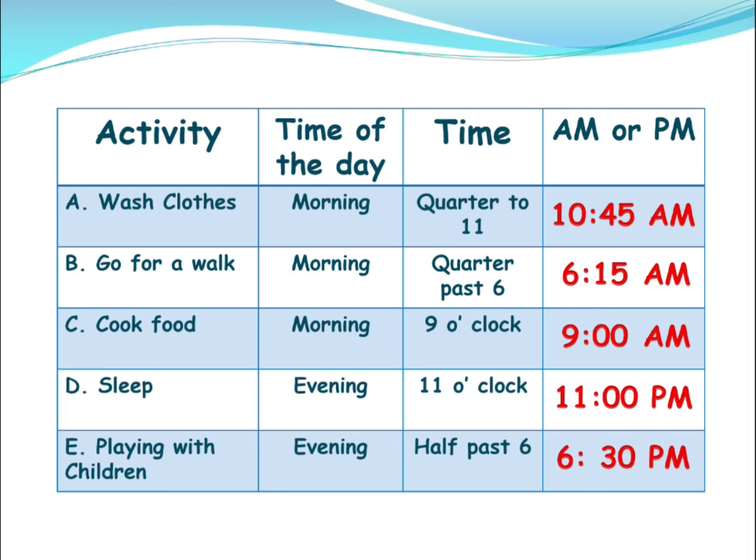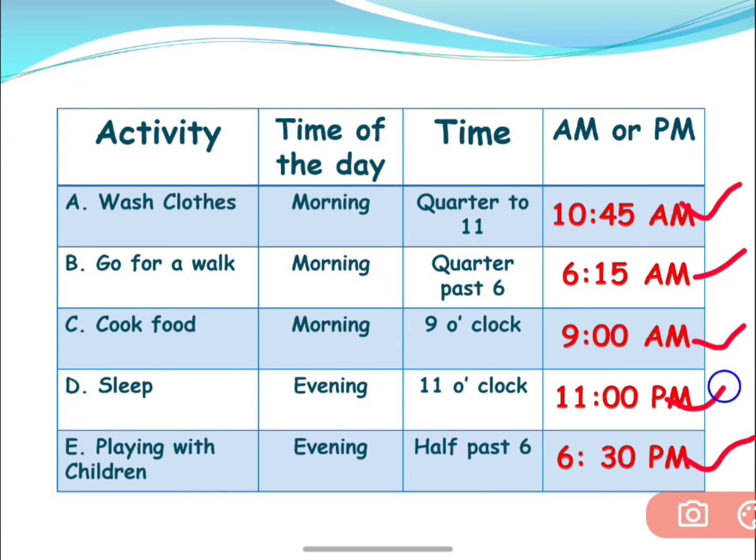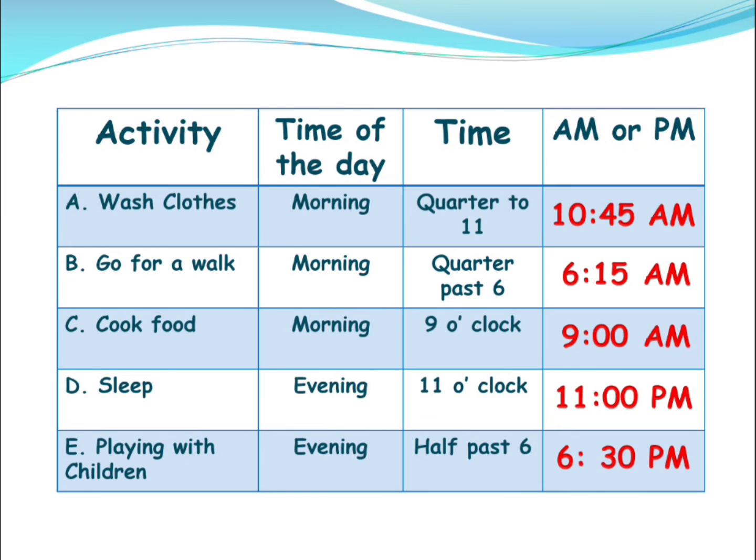Now we have to draw the timeline. Okay. Which comes first? So the first one is going for a walk, 6:15, isn't it? Then it is 9. Yes, which is cooking food. Then washing clothes at 10:45. Then playing with the children, evening. And at 11 o'clock we are sleeping. So according to the time we need to draw the timeline.